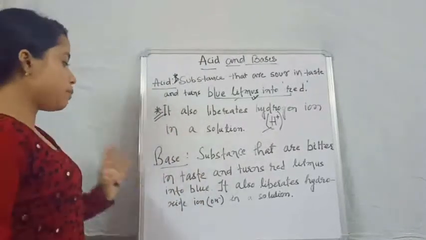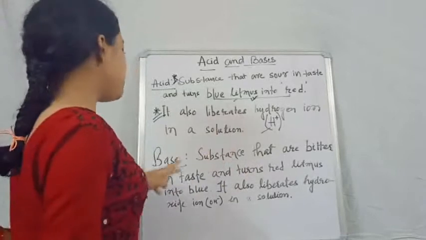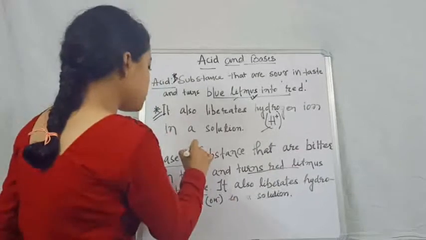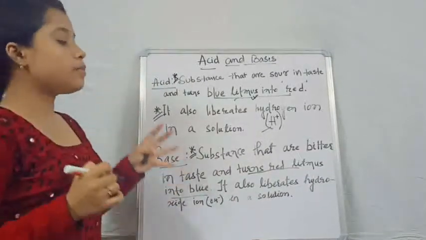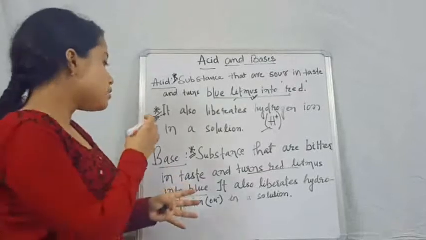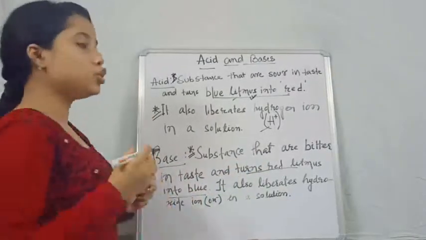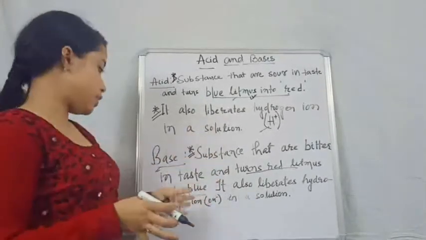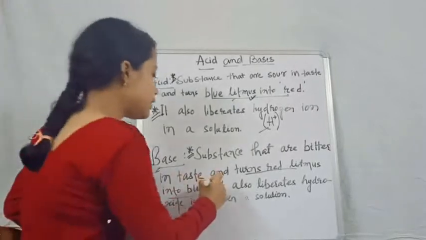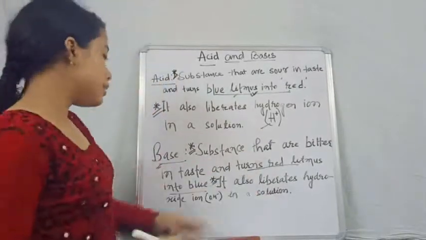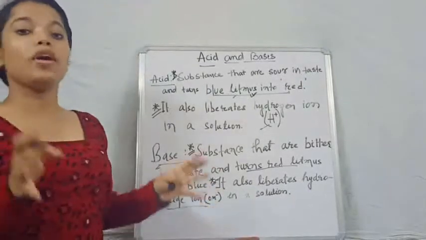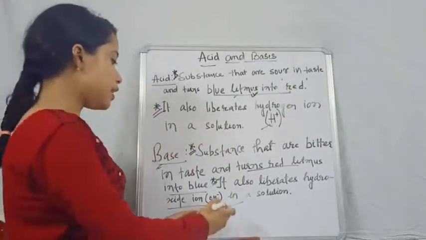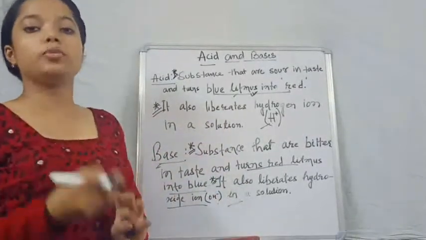Okay? Now, see bases. Substances that are bitter in taste and turn red litmus paper into blue. Means, in case of a base, the substances are bitter in taste and turn red litmus paper into blue. The base property is that it turns the red litmus paper into blue color. And the second property is that it also liberates hydroxide ions, meaning OH minus ions, in a solution. The substances that liberate OH minus ions in a solution are classified as bases.